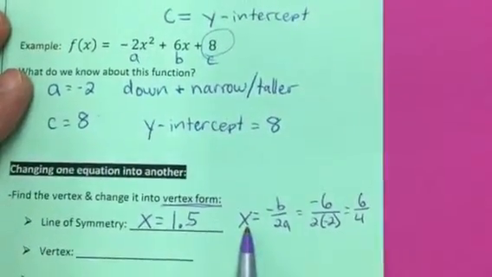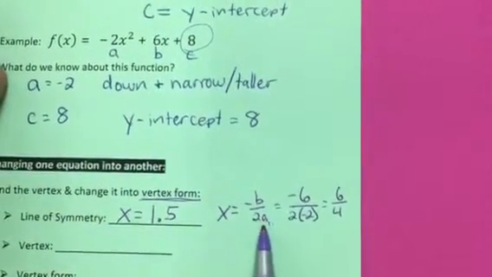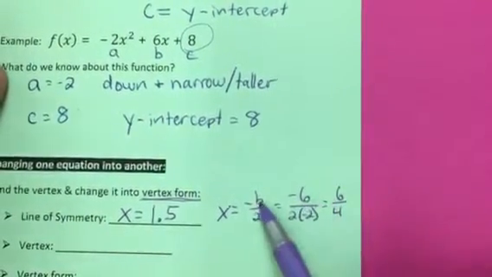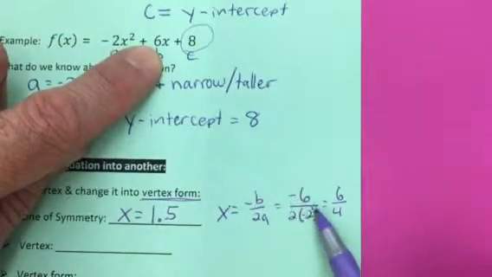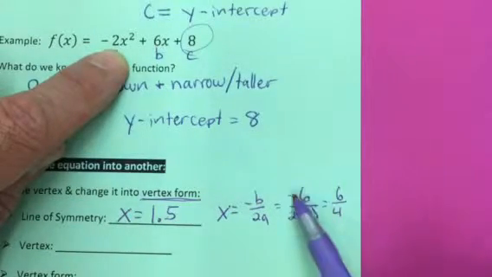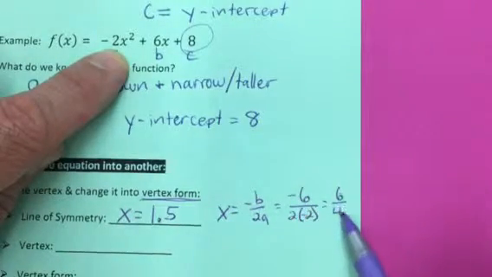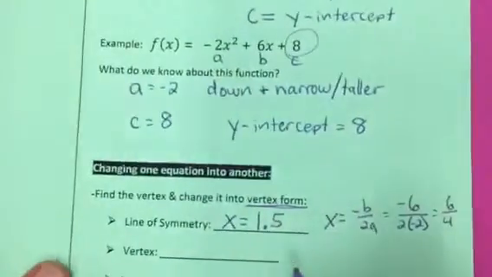Let's just review. X equals the opposite of B over 2A. So my B was 6, take the opposite of it, negative 6. 2A, 2 times negative 2. Well, negative and the negative will make these both positive. 1/5, 1.5. Vertex.